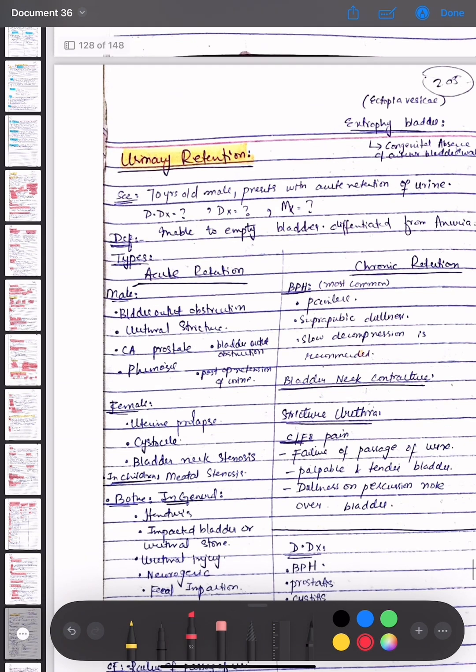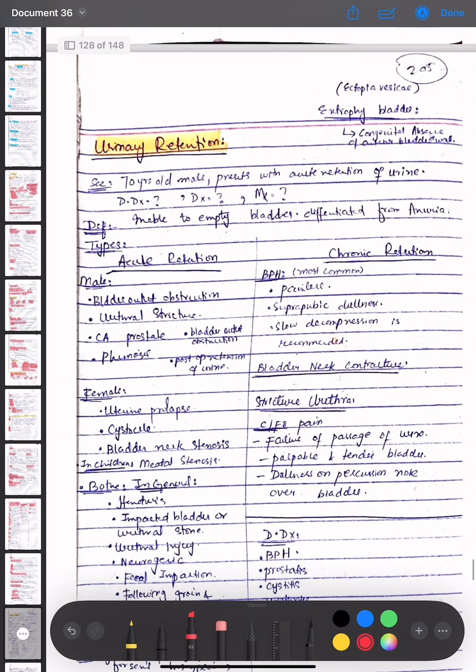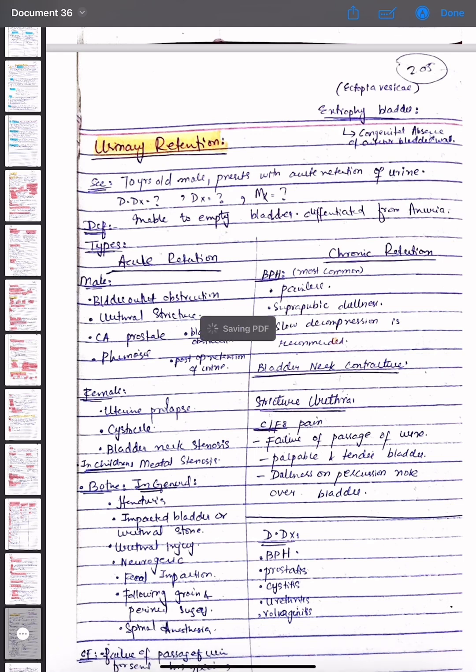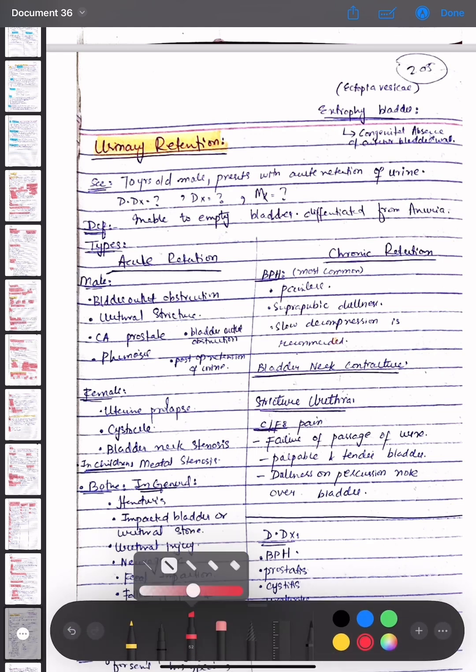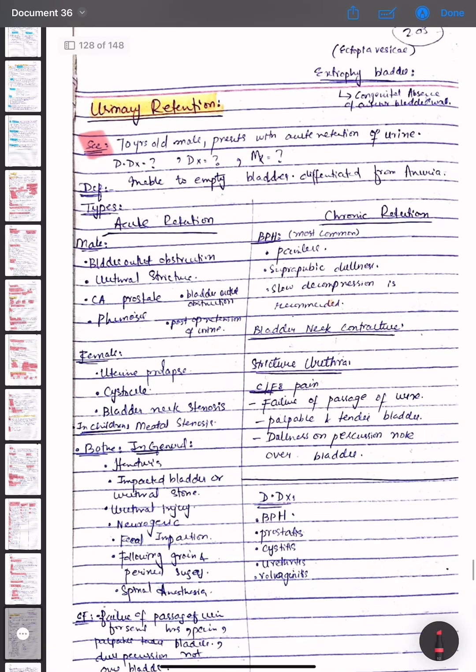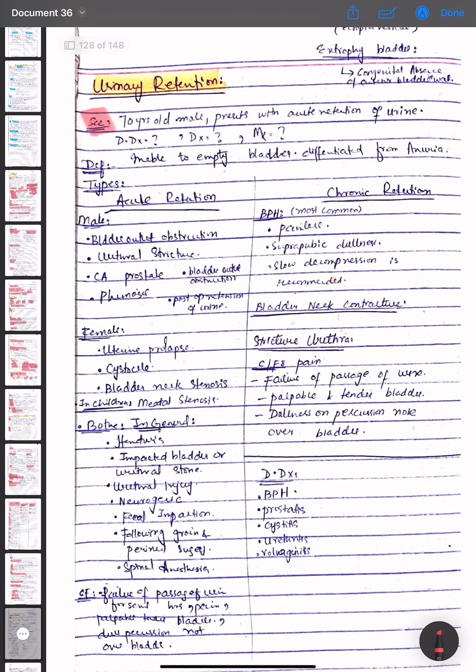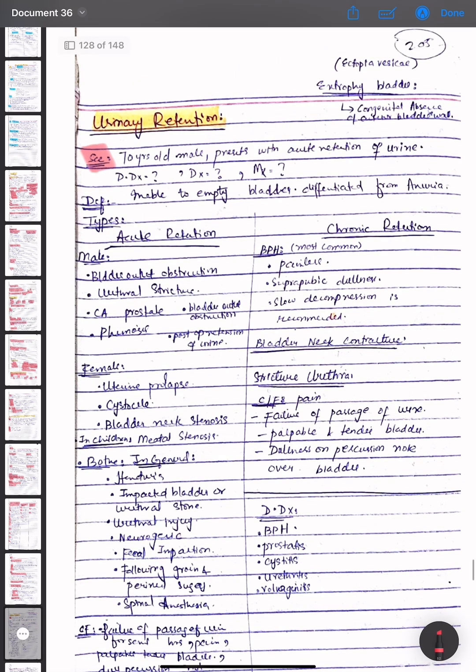Now coming towards urinary retention. We have a scenario where a 70-year-old male presents with acute retention of urine. What are the differential diagnosis, the diagnosis and the management? So the definition and the types are acute retention and chronic retention. The definition is inability to empty the bladder, differentiated from anuria.